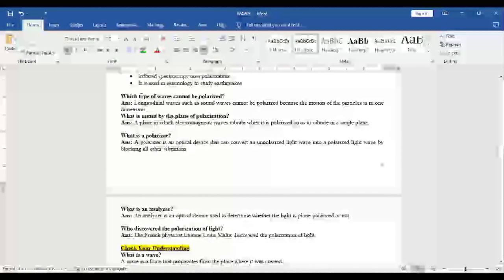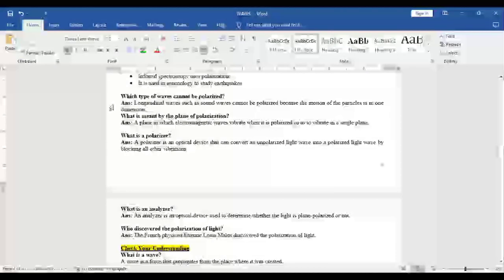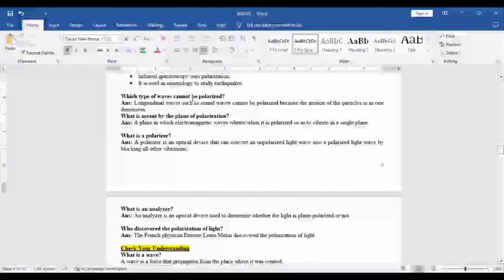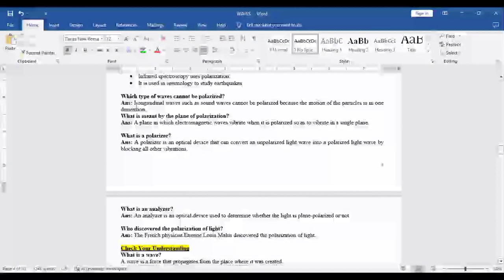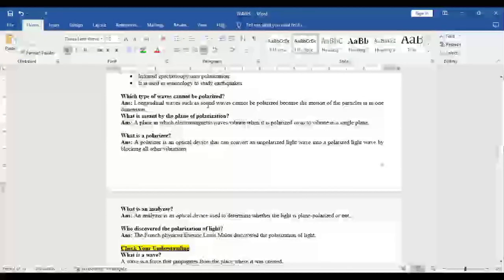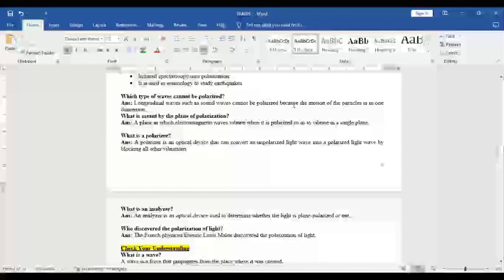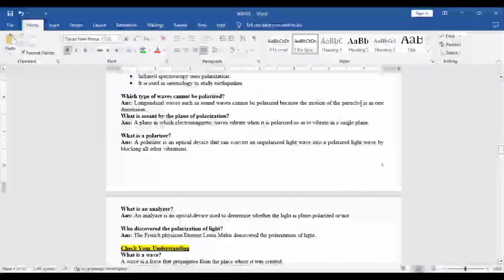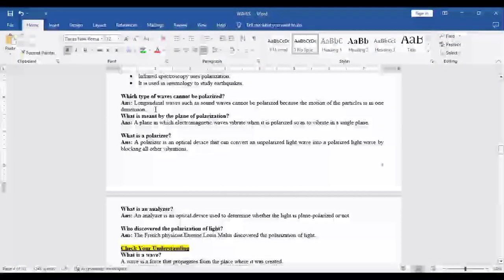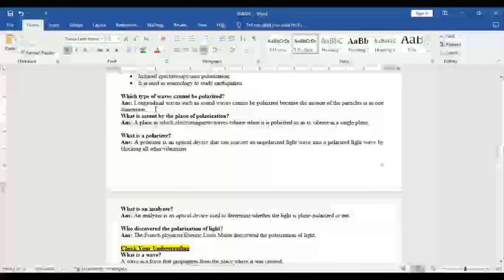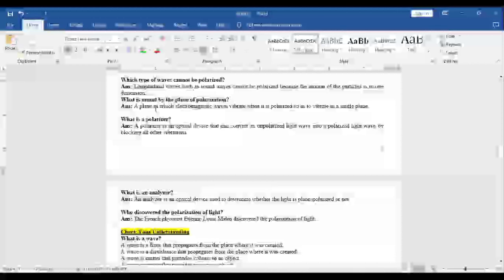This one says, which type of wave cannot be polarized? Answer: longitudinal waves such as sound waves cannot be polarized because the motion of the particles is in one direction. So that's the reason why they cannot be polarized, because the motion of the particles is in one direction.